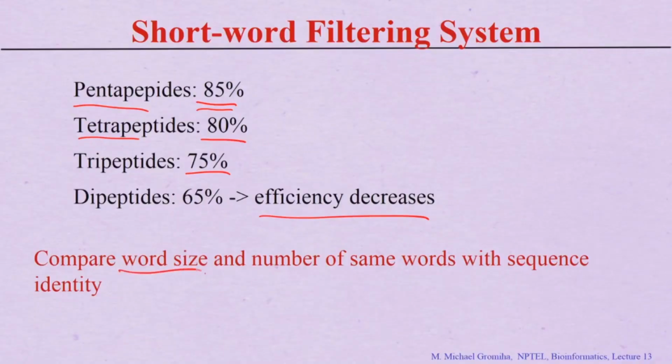So, there is a compared size and another one is the number of same words, to identify the sequence identity. There are two conditions: one is the word size and the second is the number of same words, how many times the same words appear at different locations.